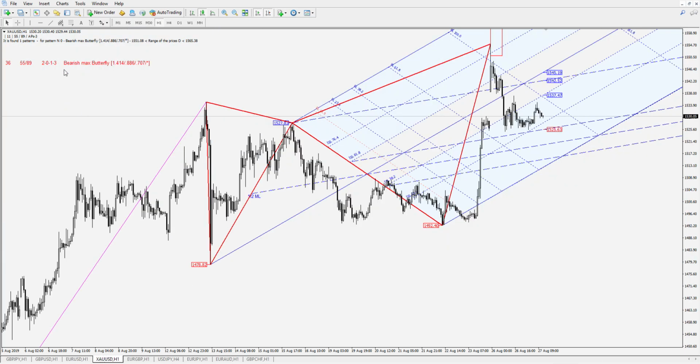Gold, got a bearish sequence here, 1537 and 1525. They're your levels today. An ascending pitchfork.